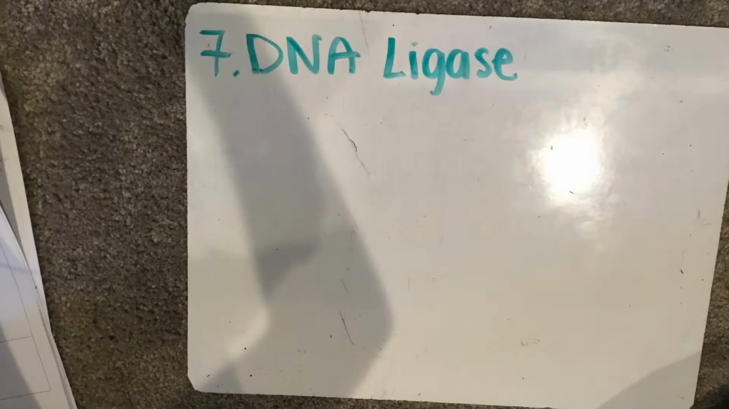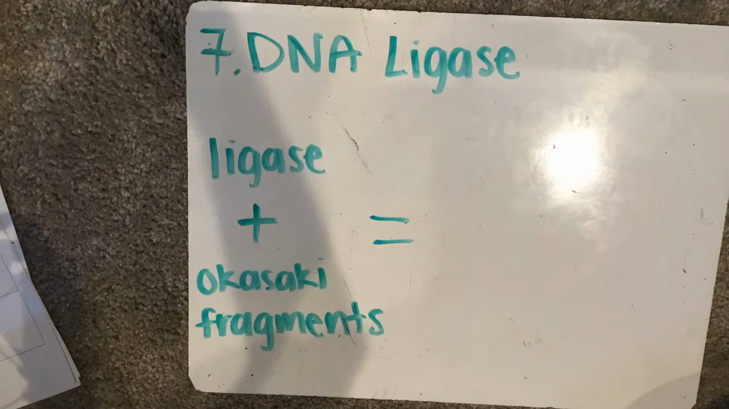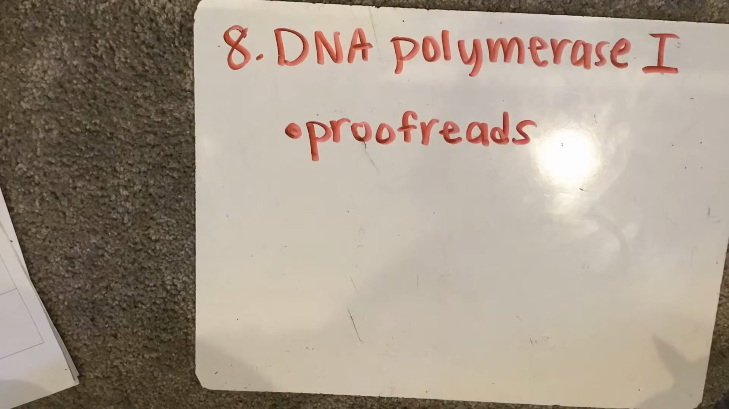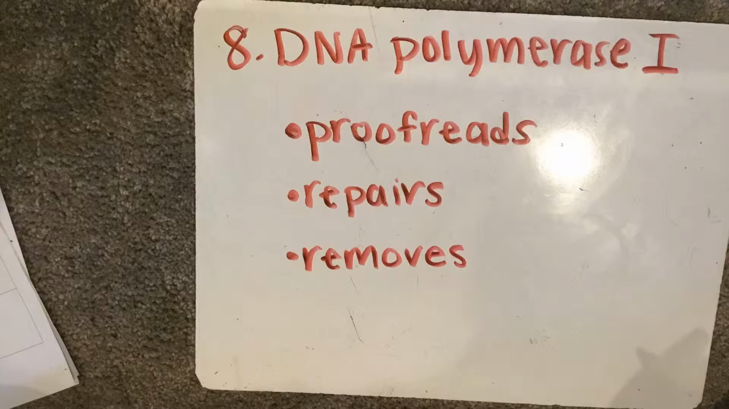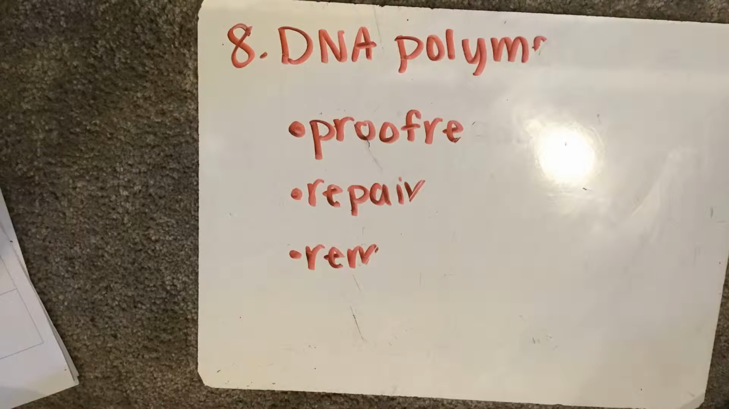Then, DNA ligase joins the Okazaki fragments to form a single DNA strand. Finally, DNA polymerase I proofreads and repairs mismatched bases and removes any abnormal bases.